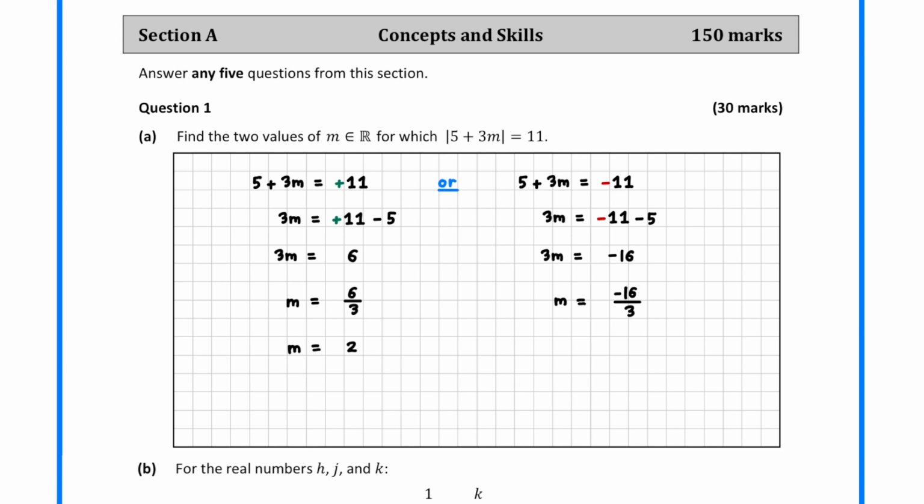In question 1a, we are told that the absolute value of an expression is equal to 11. The absolute value of a number represents its distance to 0, and there's two numbers which are 11 units away from 0, 11 and minus 11. Each of these cases gives us a linear equation which can then be solved for m.